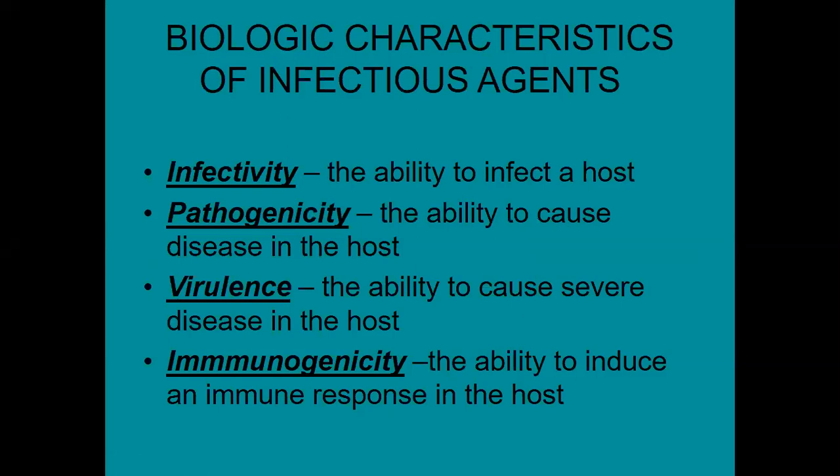Next are the biological characteristics of infectious agents. What is infectivity? It is the ability to infect a host. Pathogenicity is the ability to cause disease in the host. The ability to cause severity of the disease is virulence. For example, the SARS-CoV-2 virus was highly virulent in the US compared to India. Virulence means the capability of causing severe disease. Immunogenicity is the ability to induce an immune response in a host.